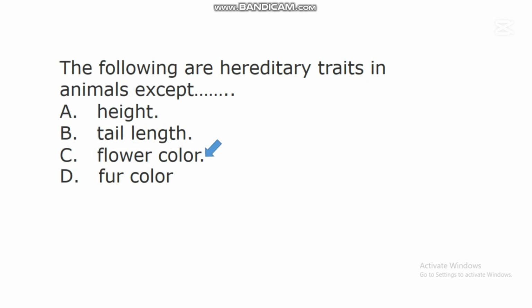Flower color. There are different traits that are transmitted from parents to offspring in animals. These traits include height, tail length, fur color, etc. But animals don't have flowers. So different traits are transmitted from parent animals to their offspring.